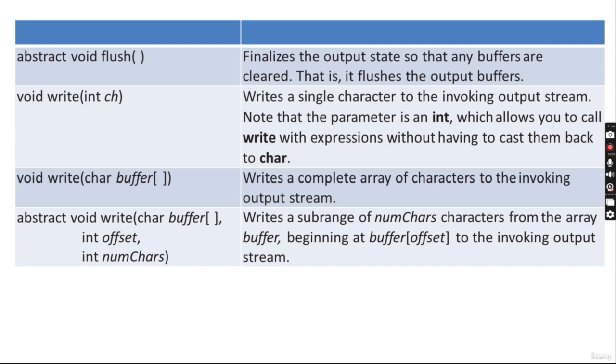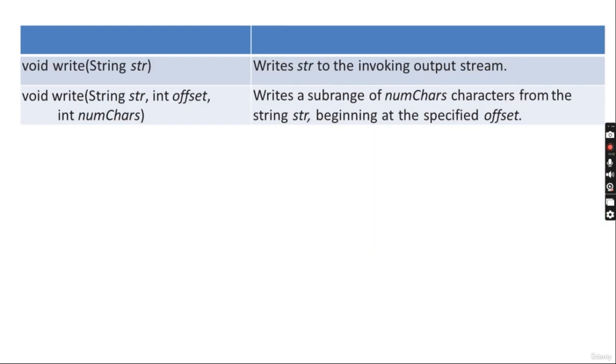Suppose you are giving an offset of 2. In that buffer array, starting with index 2 and up to the number of characters, suppose 3, so indices 2, 3 and 4 will be written to the invoking output stream. Then, void write(String) writes a string to the invoking output stream. Void write(String, int offset, int numChars) writes a subrange of numChars characters from the string beginning at a specified offset.